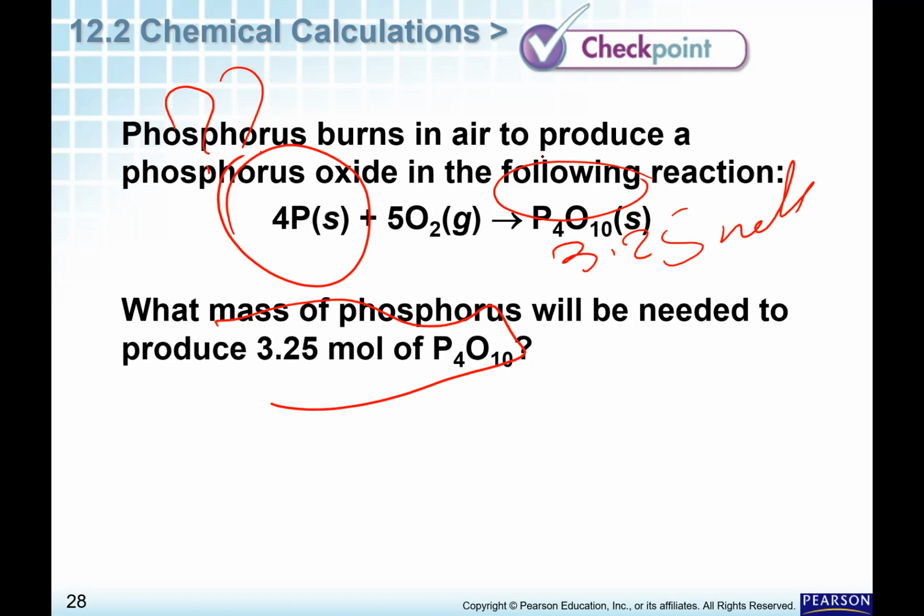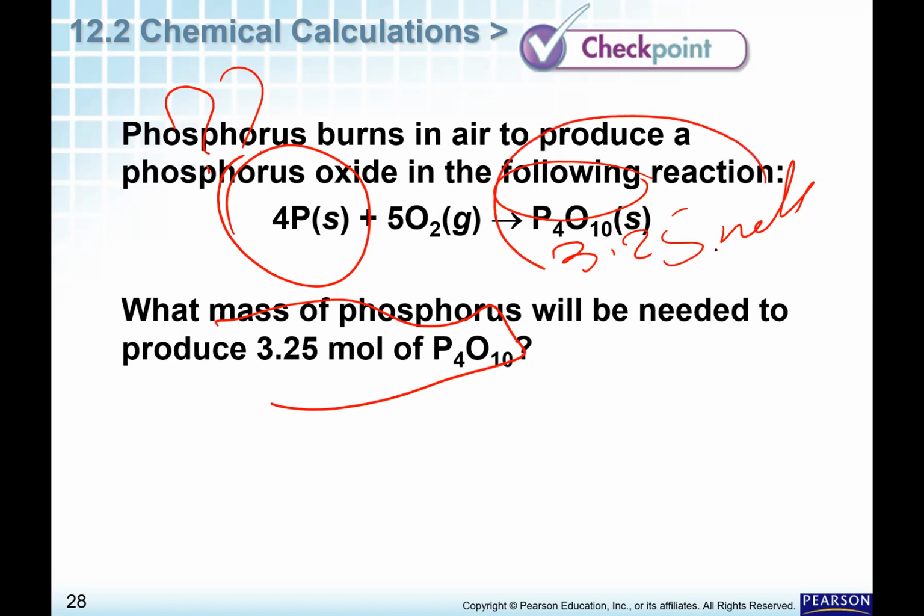3.2 moles of this times 1 mole of phosphorus. Not quite like that. You multiply 3.2 moles of this times 4 moles of phosphorus divided by that. Let me show you. You are still mixing things up.